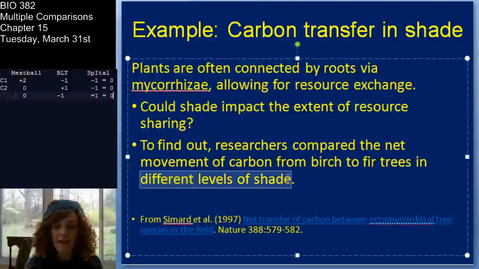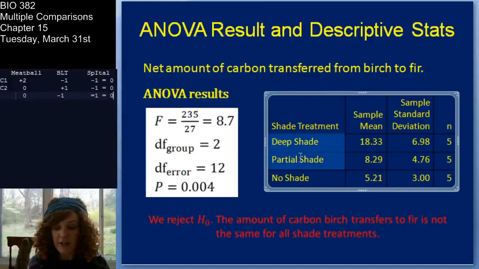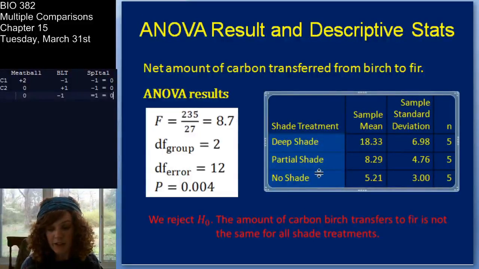And so how many levels of that independent variable? You have your treatments here. So there are 3 levels, right? So deep shade, super shady, partial shade, or what I like to call slim shady, kill me, and no shade, okay? So those are your 3 treatments. So there are 3 levels of this factor.